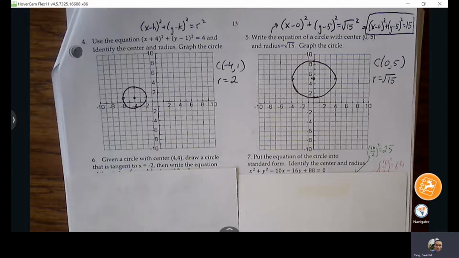Okay, number 6, you're given the center of the circle. Tangent line is going to be where the circle is going to kind of skim the surface of that line. You know x equals is a vertical line, so you can draw a dotted line down at -2, and then you can count that distance between the center and that dotted line, and that will tell you what the radius is for your circle.